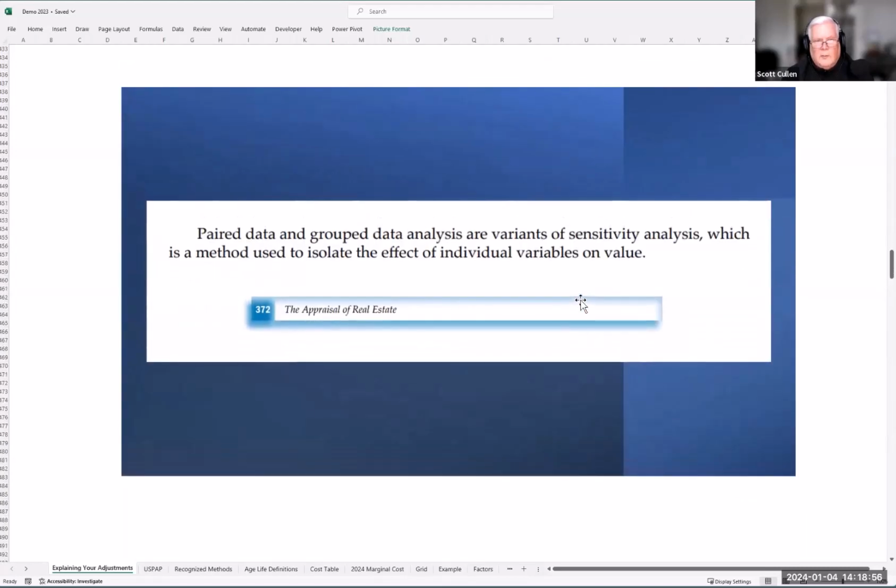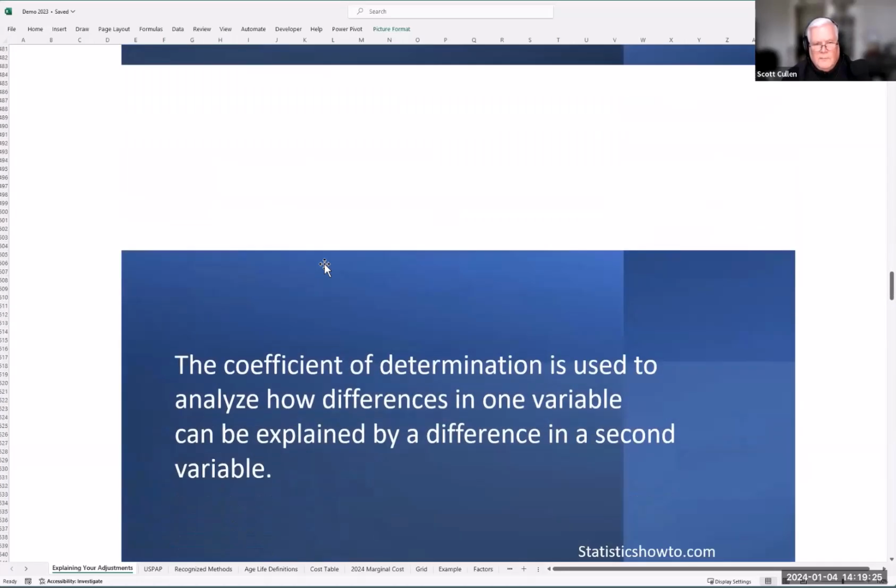And here's that quote about sensitivity analysis. Paired data and group data are variants of sensitivity, which is a method used to isolate, and that's a key word, to isolate the effect of individual variables on value. And again, depreciated cost is an excellent way to isolate individual variables. In fact, you can do the whole bottom half of the grid and isolate the effect of individual variables on value by using depreciated cost.